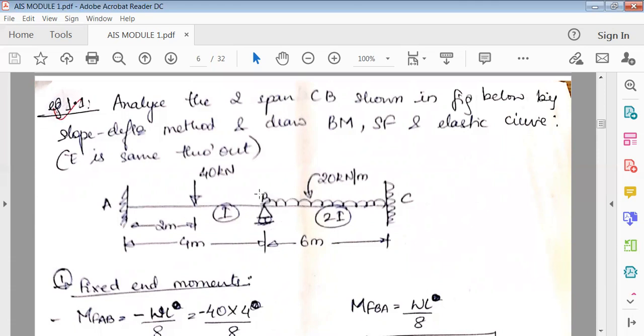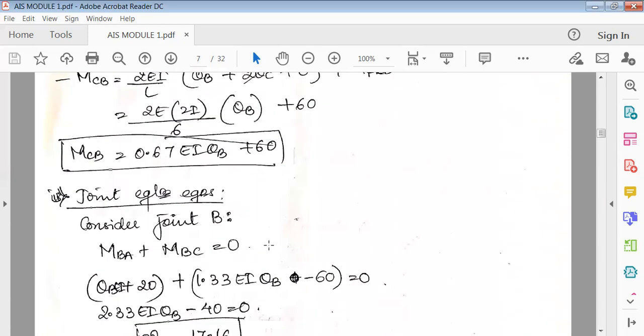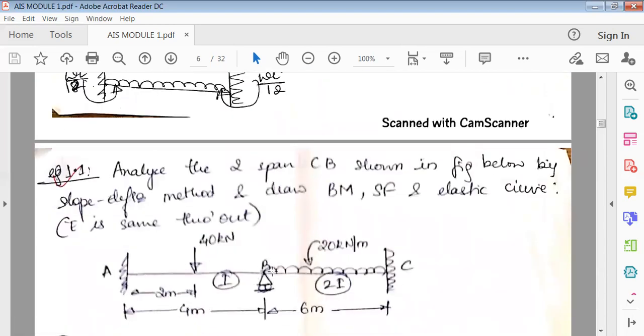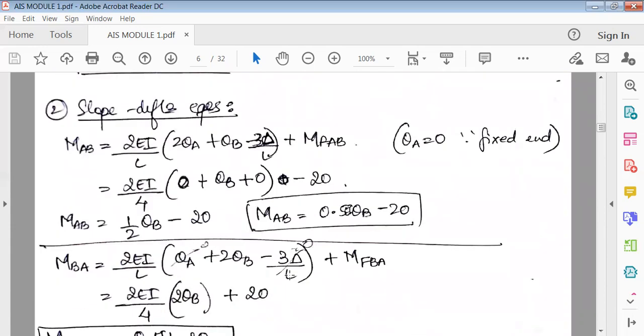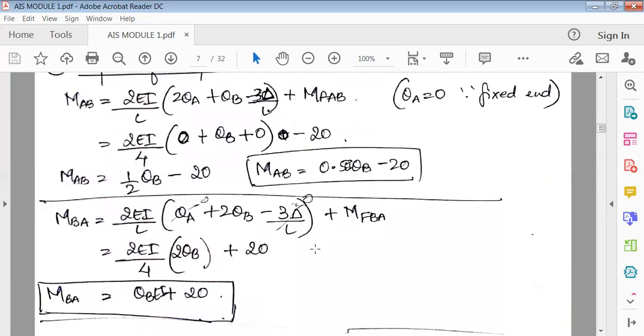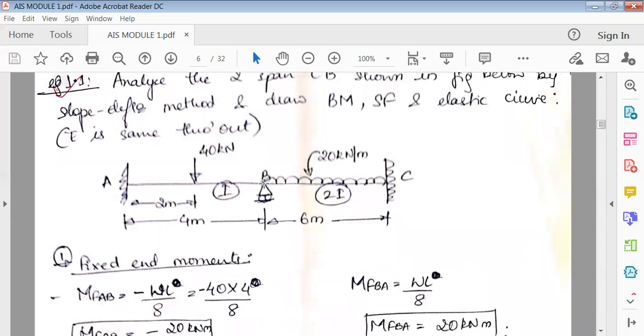So I'll write it as joint equilibrium equation and I'm finding the moment about B. Joint equilibrium equations. So consider joint B. Joint B is connected from B to A and B to C. So it's connecting BA also, BC also. So now I'll write it as MBA. You can see here B, it starts from B to A. So I'll write MBA plus MBC is equal to 0.